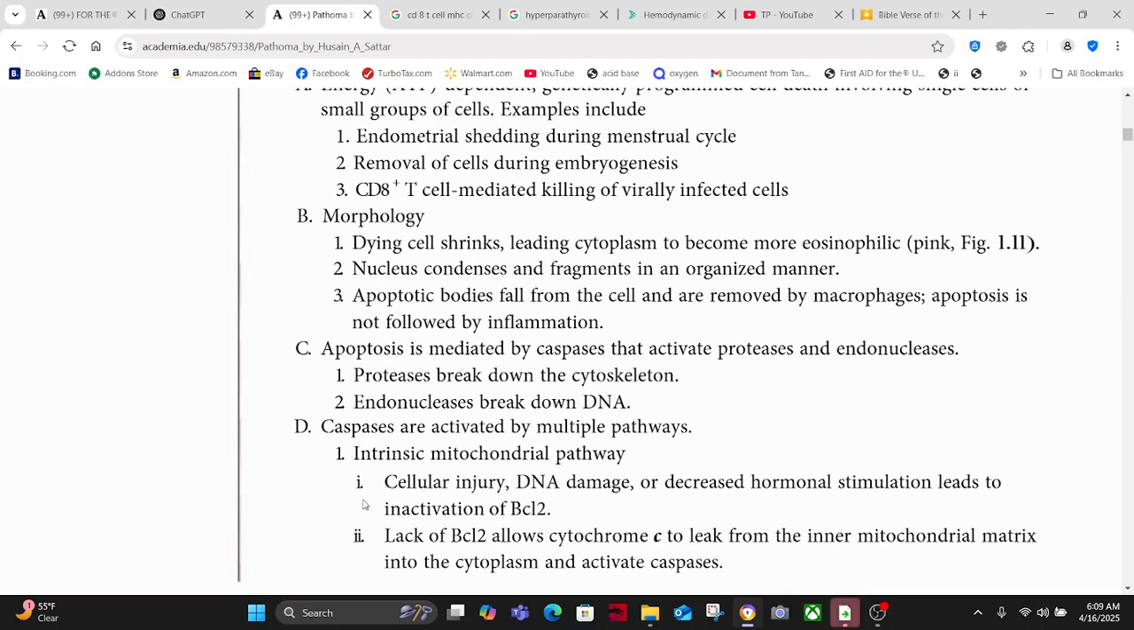Next, apoptosis is mediated by caspases that activate proteases and endonucleases. What are proteases? They break down protein. Proteases break down the cytoskeleton, right? So remember this, caspases. That's a high-yield topic. Caspases are seen in apoptosis. Apoptosis is mediated by caspases that activate proteases and endonucleases. Proteases are something that break down protein.